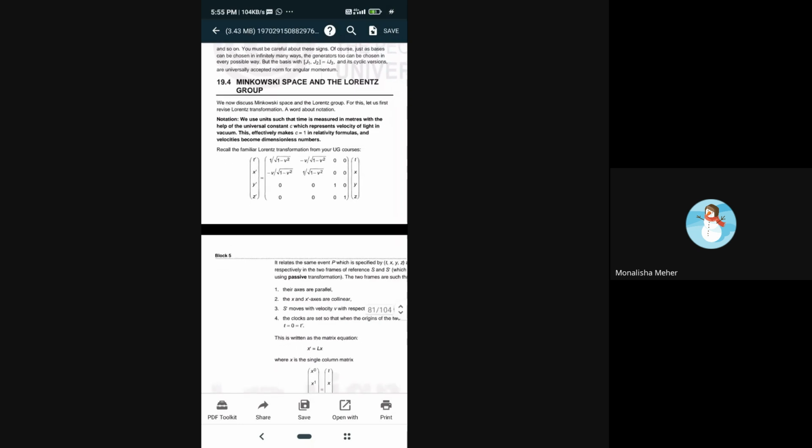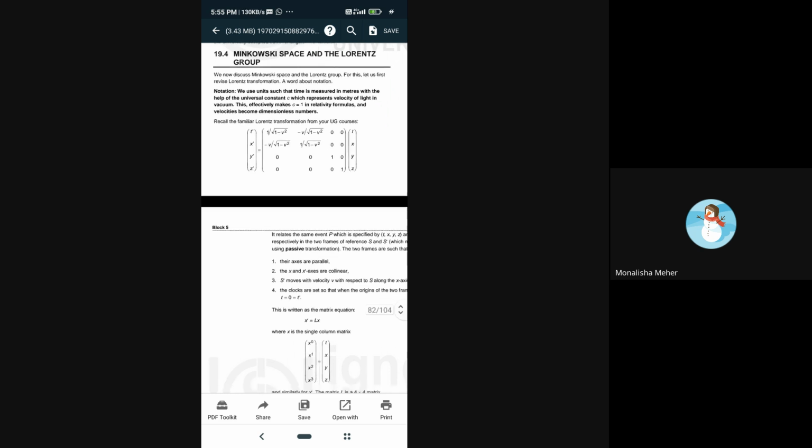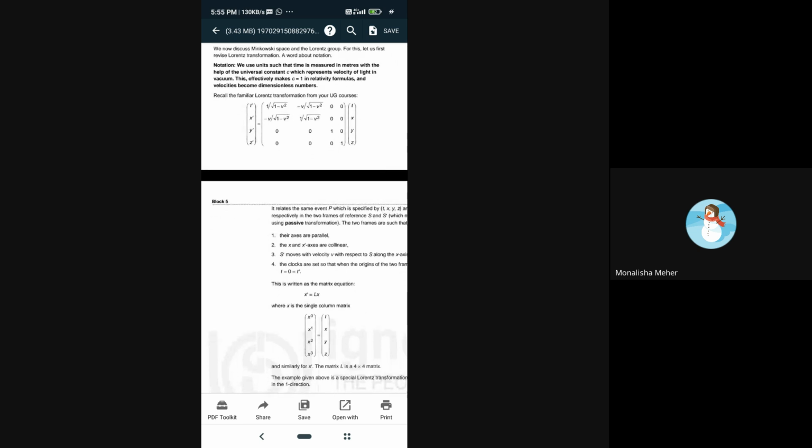Then our Minkowski space and the Lorentz group. We use units such that time is measured in meters with the help of the universal constant c, which represents the velocity of light in vacuum. This effectively makes c equal to 1 in relativity formulas, and velocities become dimensionless numbers.